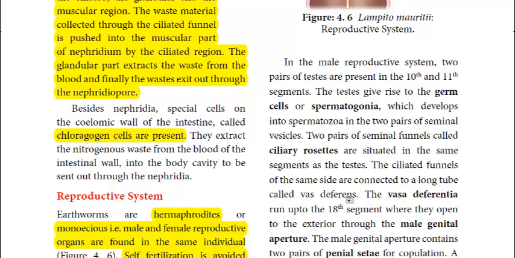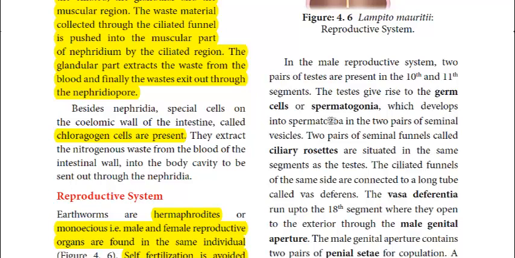Through vas deferens, the sperm passes through. The vas deferentia run up to the 18th segment where they open to the exterior through the male genital aperture. So எப்படி இது ஃபார்ம் ஆகுது? இந்த செக்மெண்ட் 10th செக்மெண்ட் 11th செக்மெண்ட்ல டெஸ்டஸ் இருக்கு. டெஸ்டஸ் உள்ள ஜெர்ம் செல்ஸ் இருக்கு. அந்த ஜெர்ம் செல்ஸ்க்கு இன்னும் நம்ம சொல்லலாம் ஸ்பெர்ம் மதர் செல்ஸ் சொல்லலாம், இல்லைன்னா ஸ்பெர்மட்டோகோனியா சொல்லலாம்.